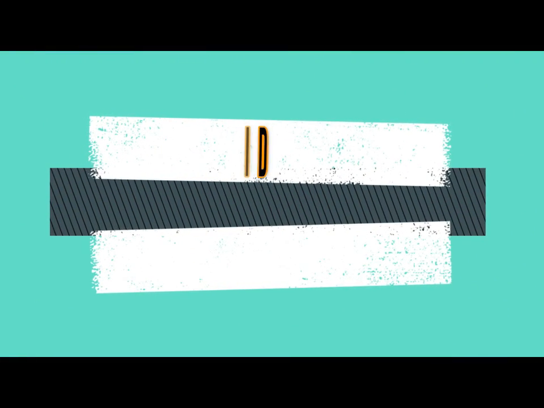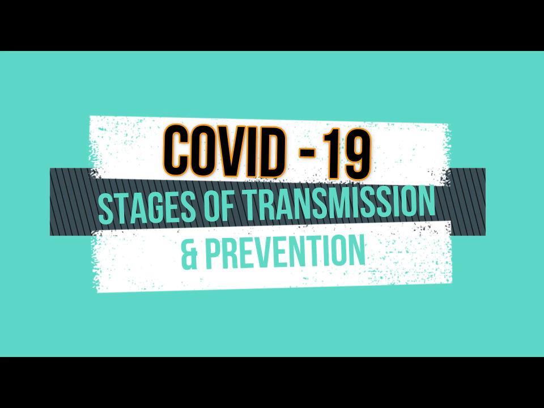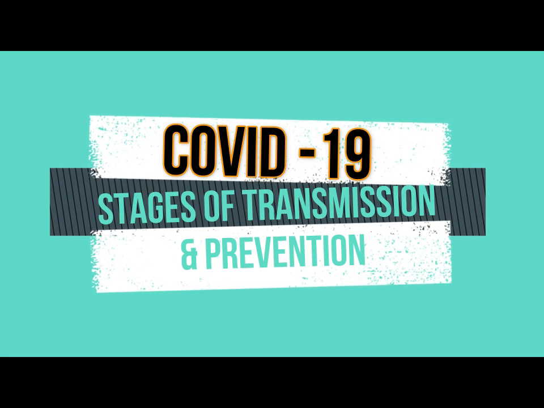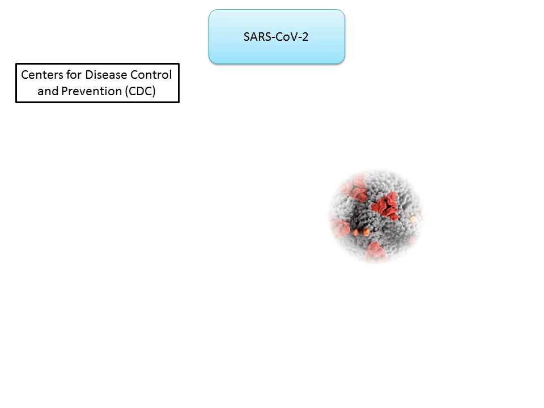Coronavirus disease 19, the stages of transmission and methods of prevention. The novel coronavirus named Severe Acute Respiratory Syndrome Coronavirus 2 was identified as the cause of an outbreak of respiratory illness first detected in Wuhan, China in 2019. The illness caused by this virus has been named Coronavirus Disease 2019 or COVID-19.